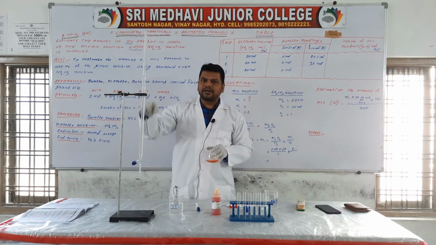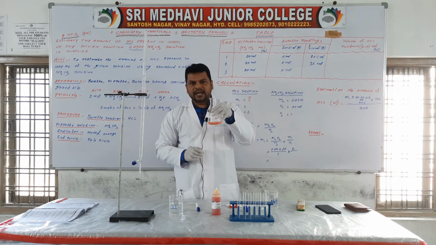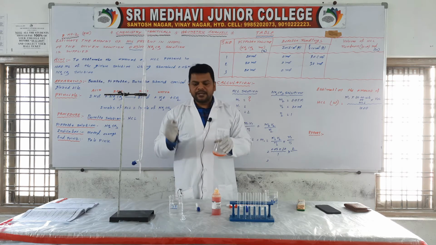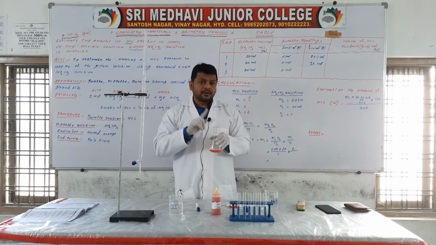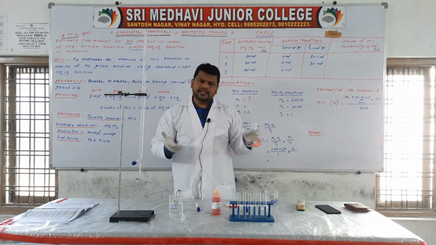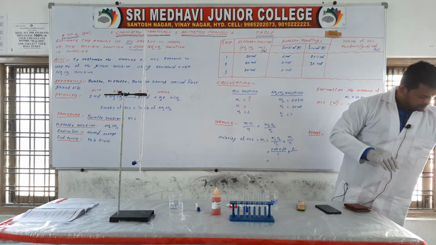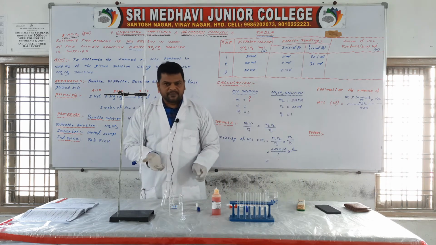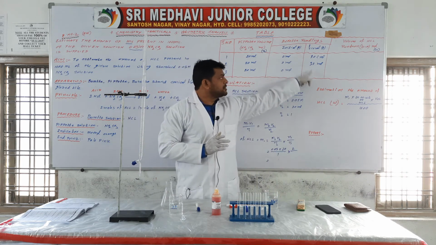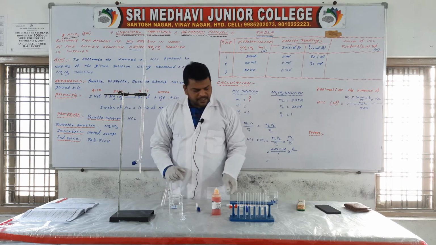Again you have to fill the burette with hydrochloric acid, wash the conical flask neatly, and then transfer 20 ml of sodium hydroxide into the conical flask with the help of a pipette. Same experiment, you have to repeat one more time. Why? Because here the values must coincide. So here I am taking one more time.